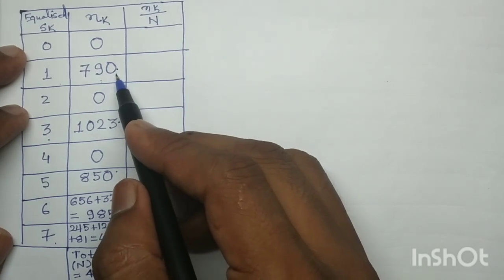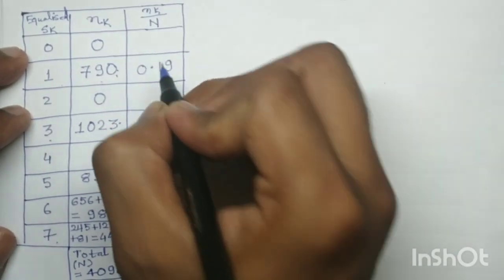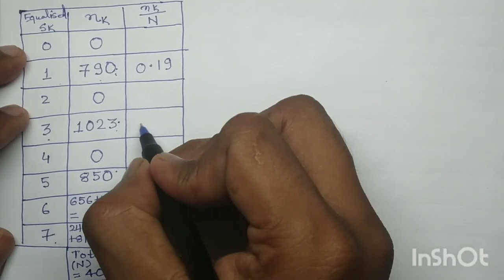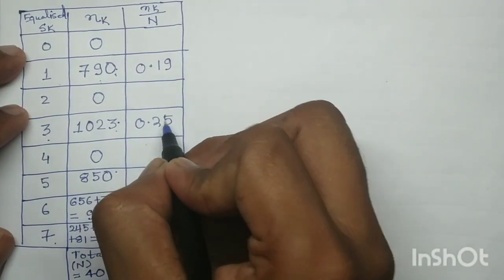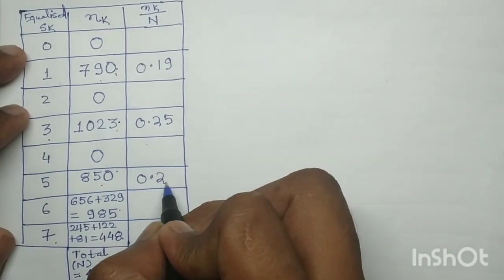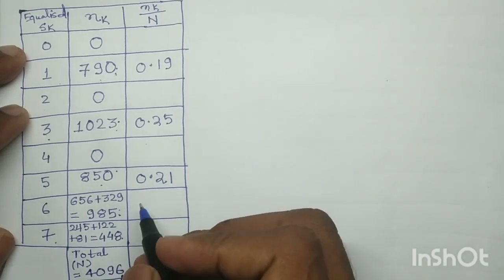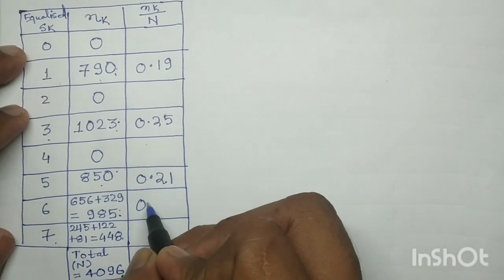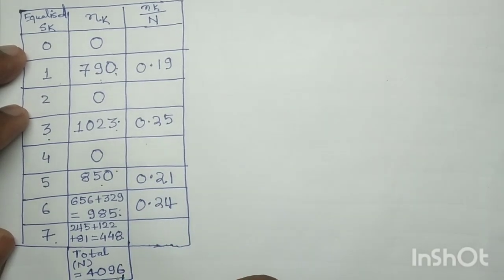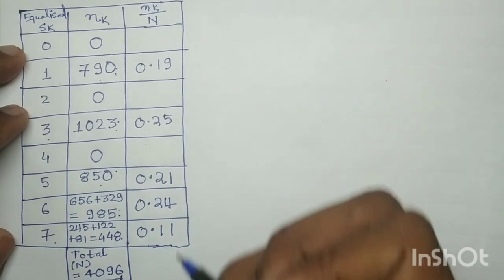So if you divide 790 by 4096 to 2 decimal places, it is 0.19. 1023 divided by 4096 up to 2 decimal places is 0.25. 850 divided by 4096 is 0.21 up to 2 decimal places. 985 divided by 4096 up to 2 decimal places is 0.24. And last, 448 divided by 4096 to 2 decimal places is 0.11, and the remaining are 0.